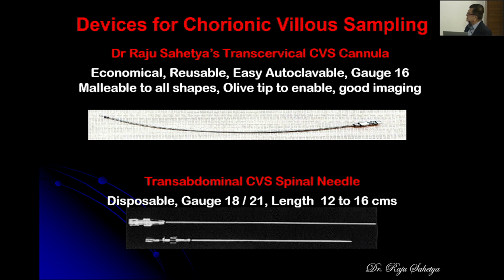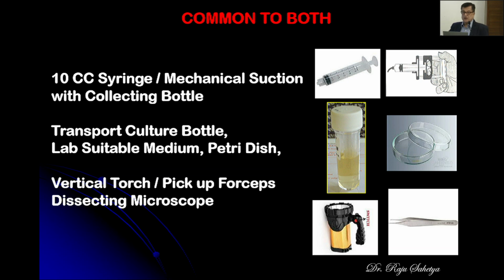Now, this is a very, very simple device. It is a transcervical cannula for chorionic villus sampling. It is malleable, economical, reusable, autoclavable, 16 gauge. So the aspiration of villi is very simple and easy, and doesn't require any suction. And of course, for the transabdominal, a spinal needle is required with 18 or 21 gauge, depending upon the gestation. Common to both, what is really related to the lab, is nothing but a 10 cc syringe.